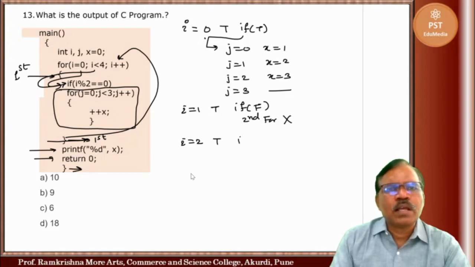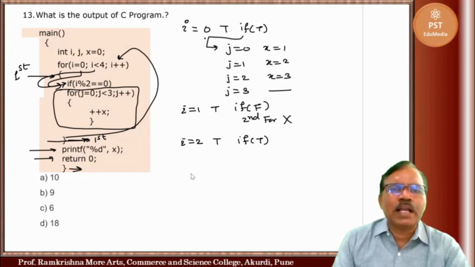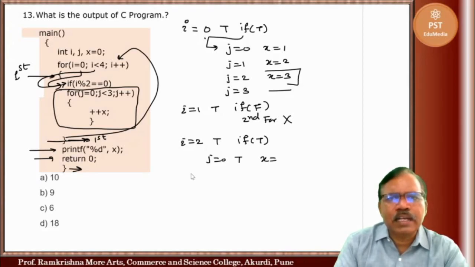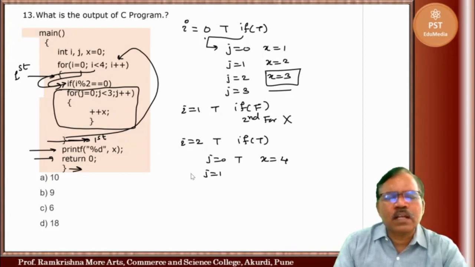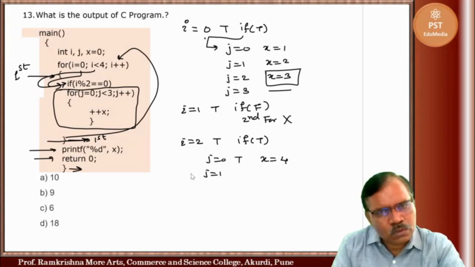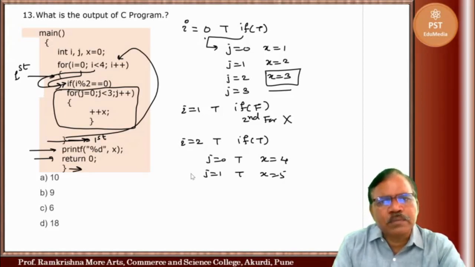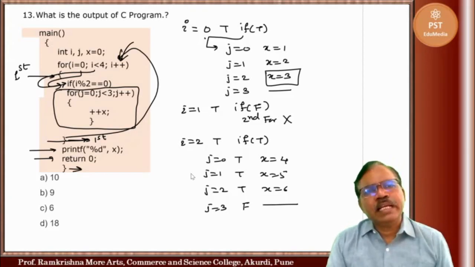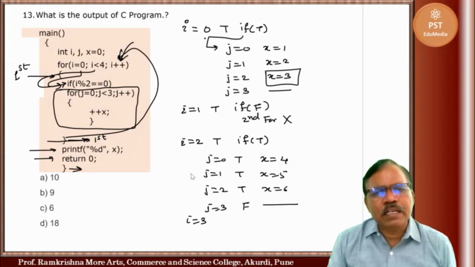Condition is true. The if condition is also true, so again j will be 0. Condition is true, so x is increased by 1. The earlier value of x is 3, 3 plus 1, that is 4. j equal to 1, true, x becomes 5, j equal to 2, true, x becomes 6, j equal to 3, false, so it will not be evaluated, it will go to expression 3 of the first for loop, i will become 3.